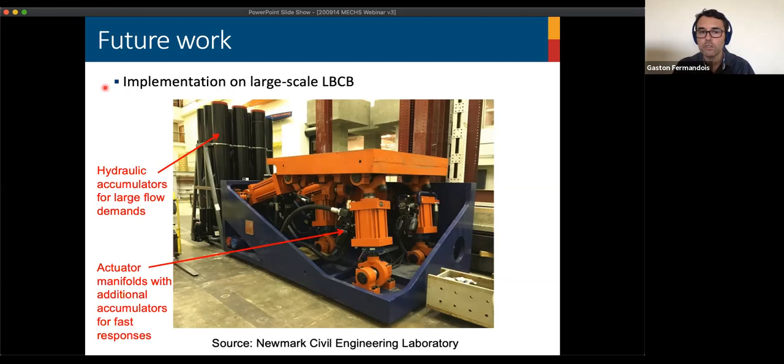For that, it is required to have enough loading capacity in terms of the hydraulic equipment, considering hydraulic accumulators for large flow demands to have enough pressure to move the actuators and move the column of oil at the velocities that are required by the displacements that are demanded. And on top of that, we need manifolds to add additional fast response to each of the actuators.